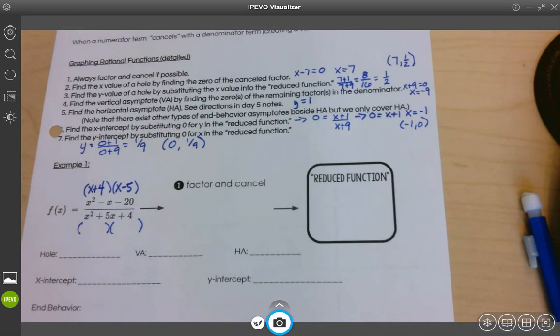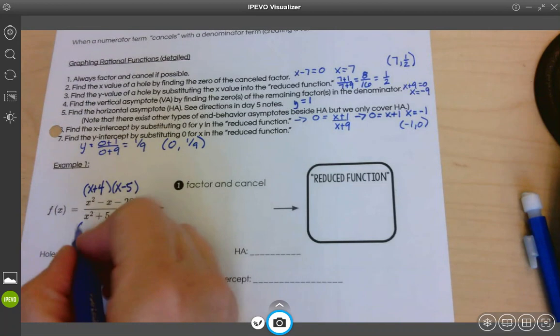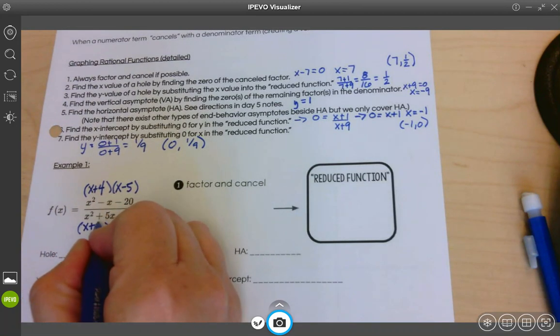And Taryn, did you factor the denominator? Yeah, x plus 1, x plus 4. Thanks.